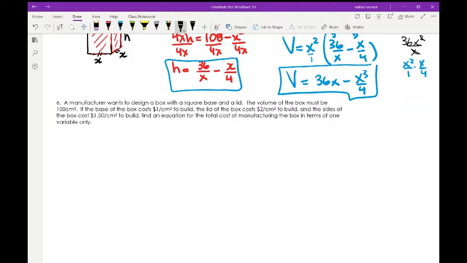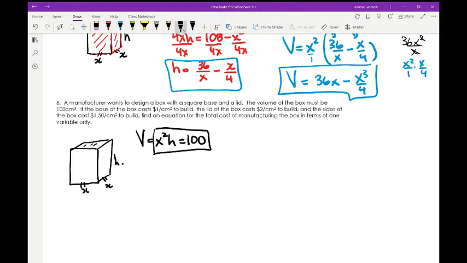The volume of the box must be 100. So this is a little bit different. So let's talk about the volume of the box. That's the given information, and it has a lid. Okay, so square base, we've got x, and we've got x, and we've got h. The volume is going to be x times h, and that is given to be 100. So now that's my given information right there.